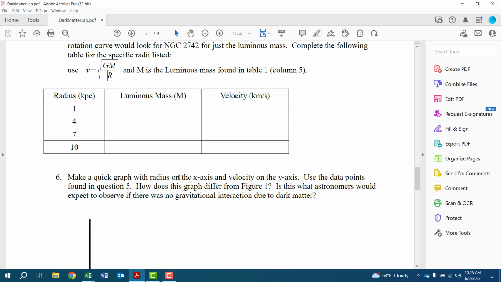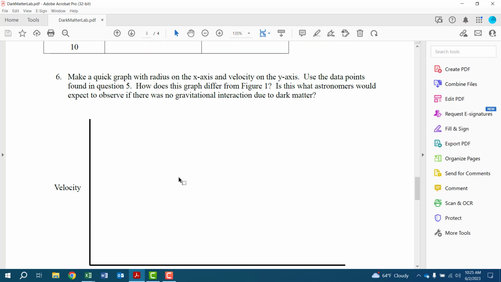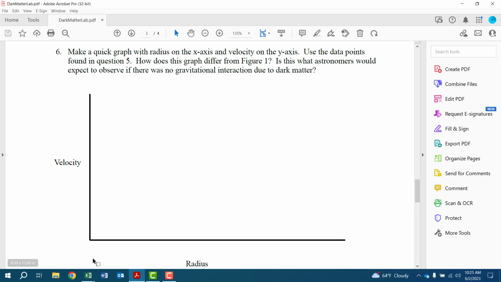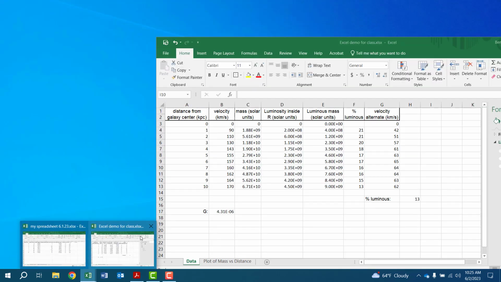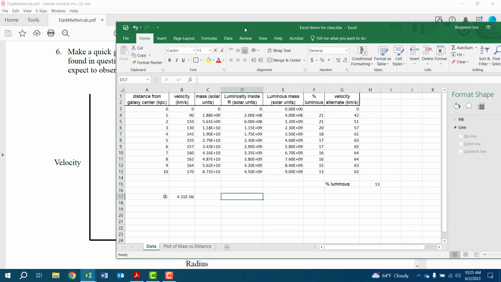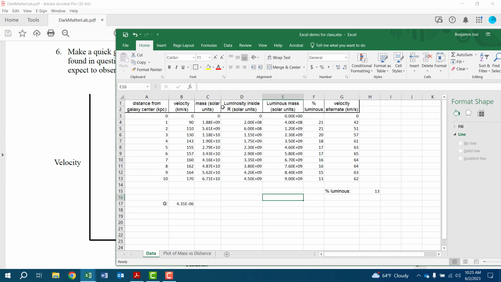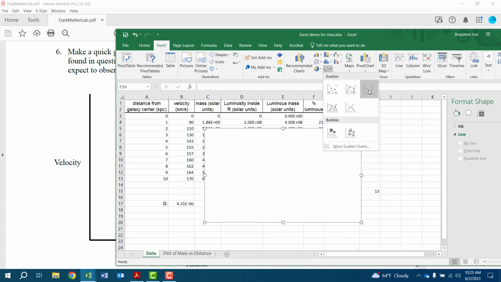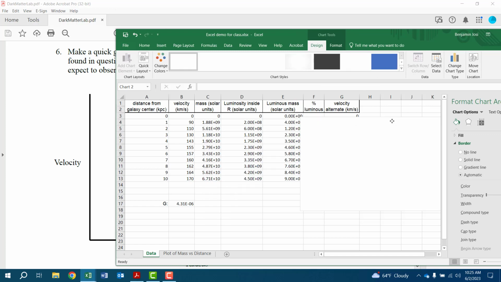What's the last thing they're asking us? We're going to make one more graph. This time let's graph our hypothetical velocities versus distance from the center. Hypothetical meaning what would the velocities be if there were no dark matter. So I go back here. I'm going to make one more chart, and I'll put this on its own sheet. So once again, insert chart. We'll do this connected chart with no dots, and it'll kind of smooth it out.